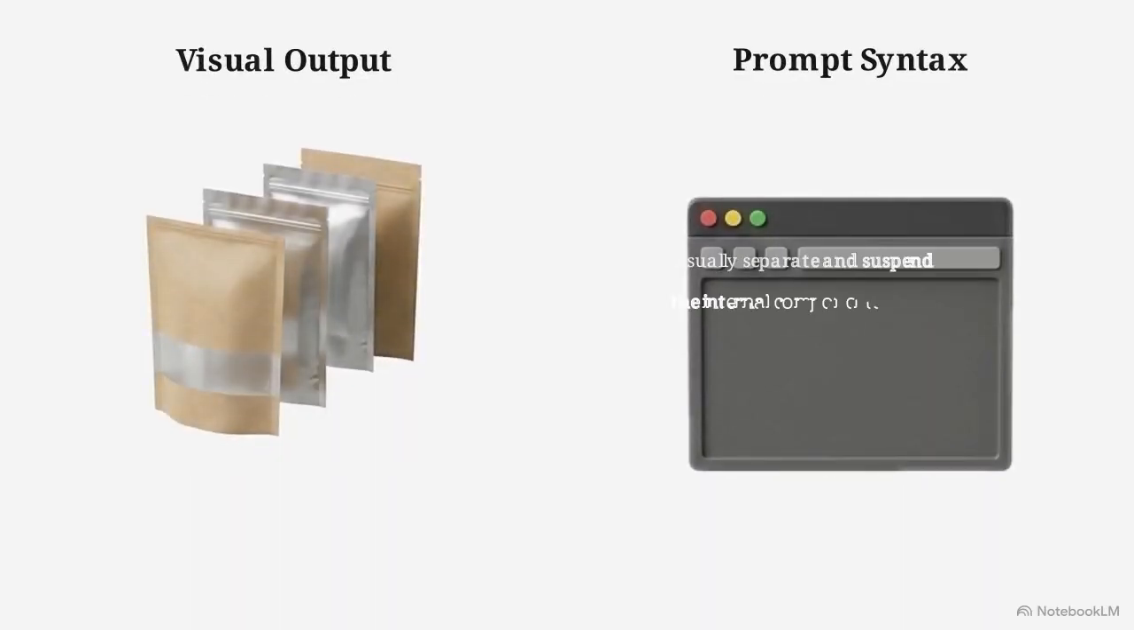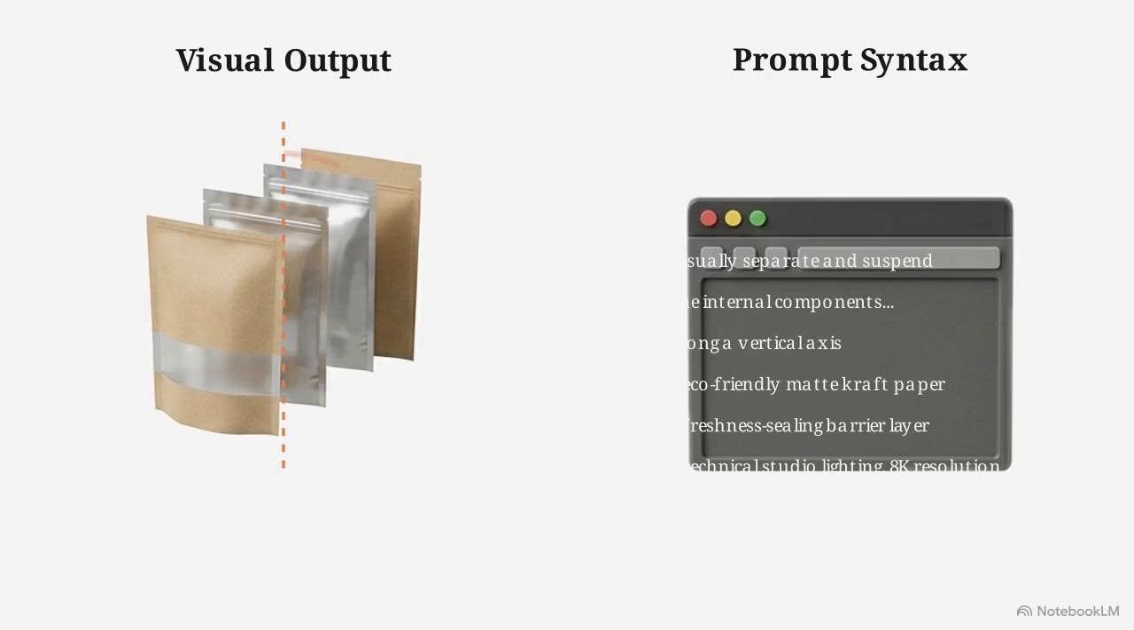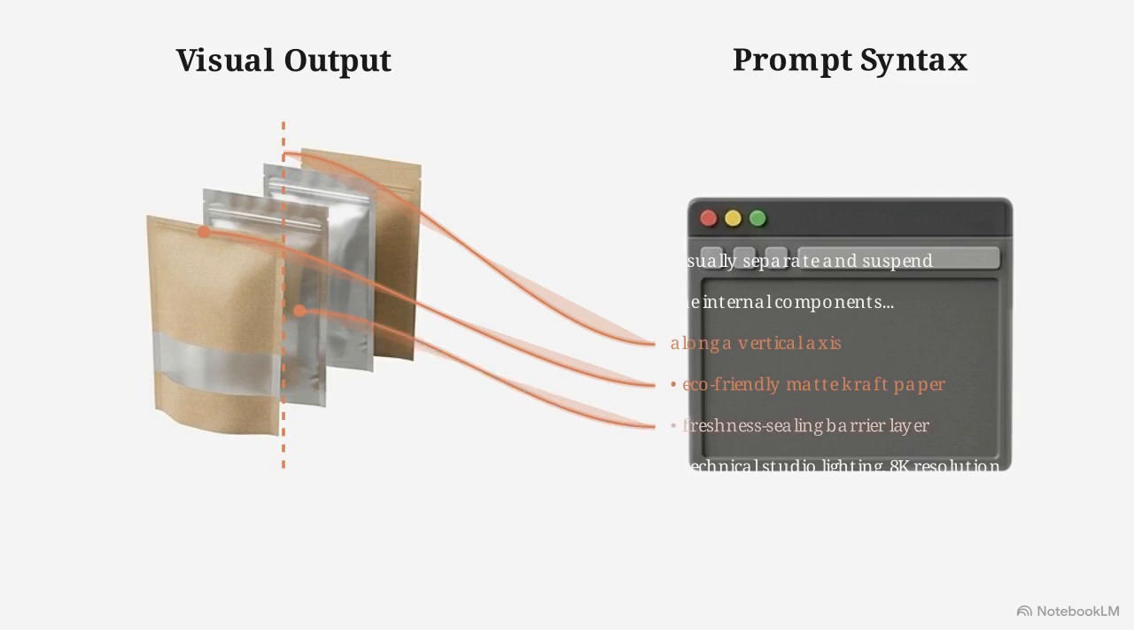With the category set, look at the split screen mapping the visual output on the left to the precise AI text prompt on the right. The physical suspension of the packaging layers is commanded by this specific spatial instruction regarding the vertical axis. The exterior texture directly correlates to this material constraint parameter. The internal protection visual is forced by the technical component constraint, and the clean background environment is locked in by strict lighting and resolution constraints.